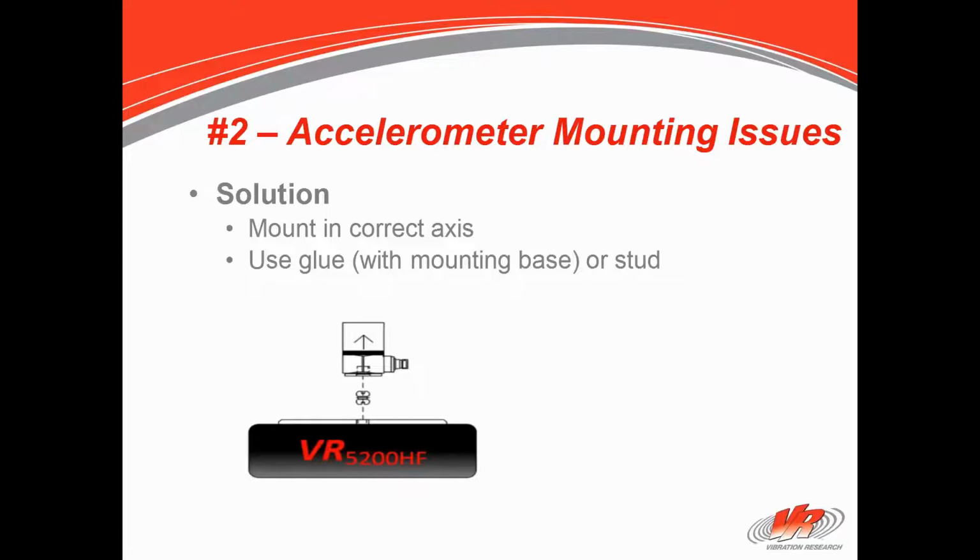If you use wax, and it's a common technique, don't use it on a control accelerometer. If you're using it for a monitor accelerometer, recognize that it might fall off. Use tape on the cable so that if it does fall off, you don't damage it. Dropping it on the floor is always a disaster for an accelerometer. You can crack the element inside, not knowing it, and get bad responses only at certain frequencies. So mount it in the correct axis. Use a glue or a stud when you're mounting your accelerometer.